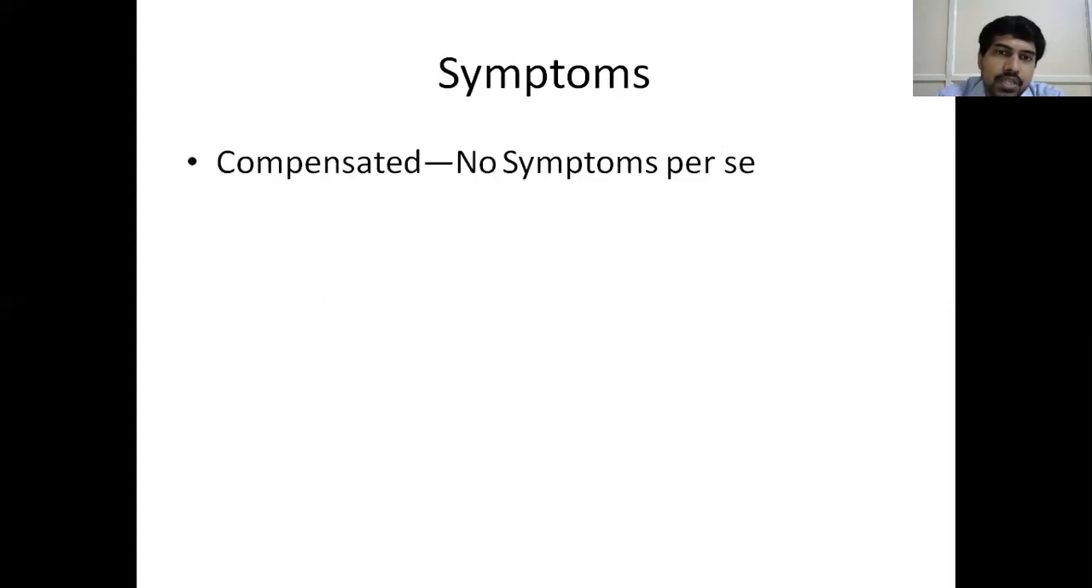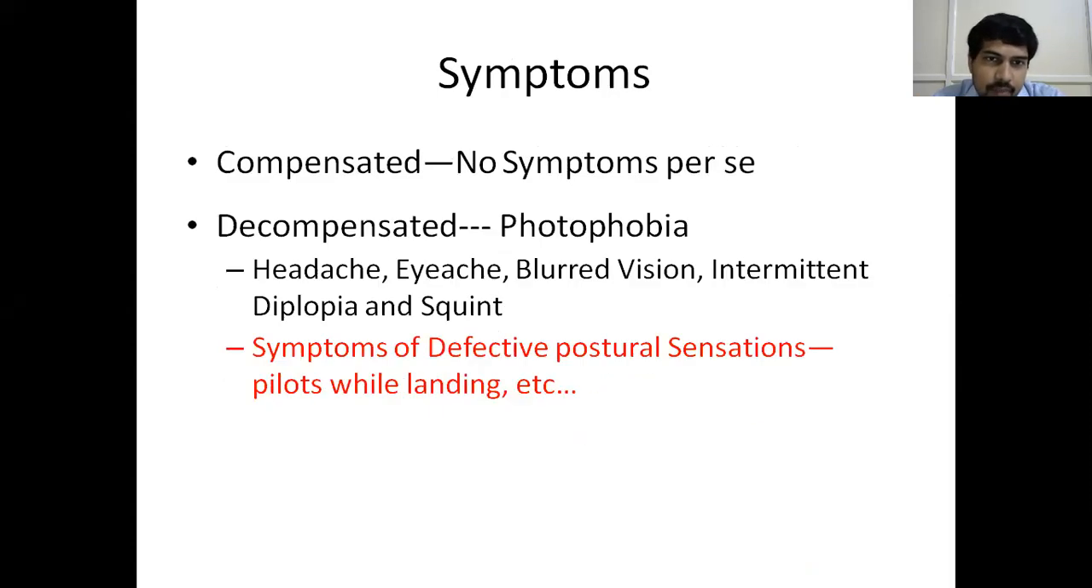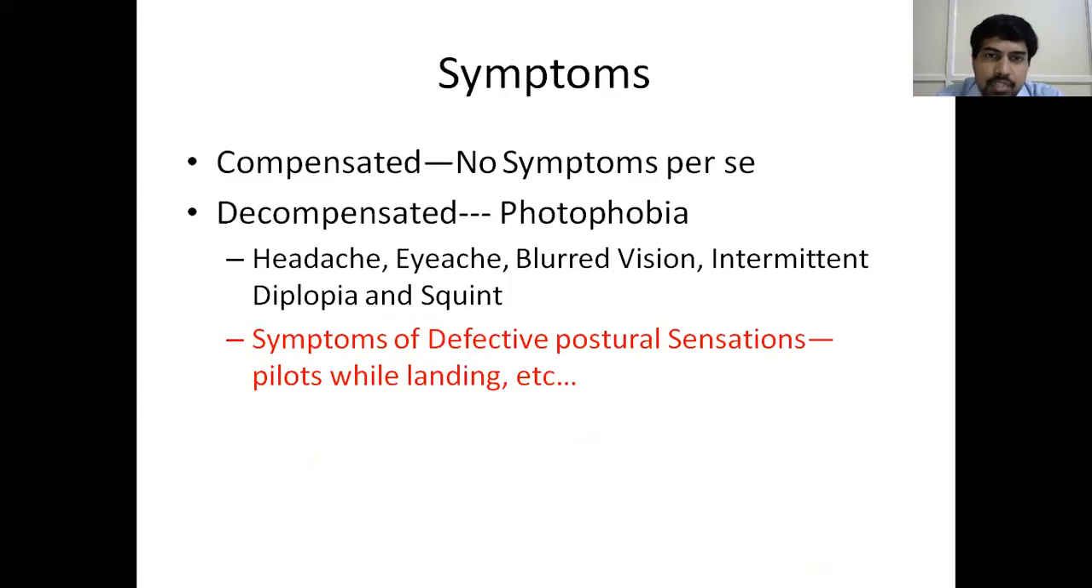Okay, what are the symptoms? In compensated, there are no symptoms. Like you and me, I told you heterophoria is universal. Every one of us has heterophoria, so we don't have any symptoms in the compensated case. But in decompensation, that is while doing some tests, either cover test or uncover test, or decompensation because of fatigue or fever or something, when there is a deviation, there might be photophobia, headache, eye ache, blurred vision, intermittent diplopia, and squint. And symptoms of defective postural sensations of pilots while landing.